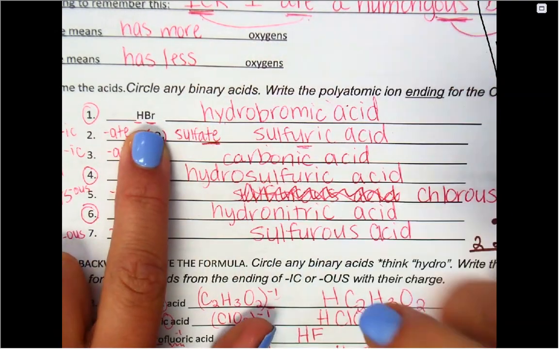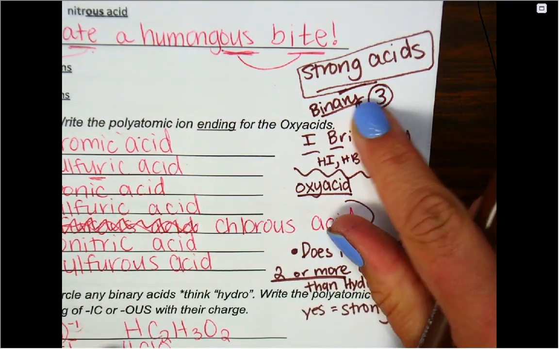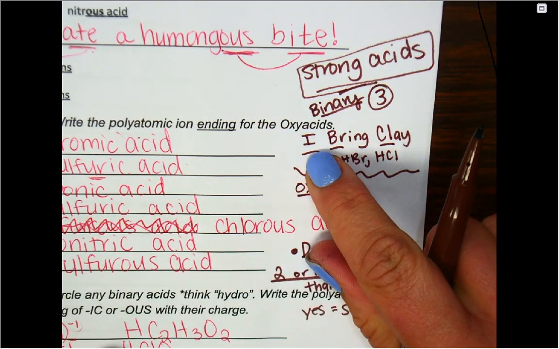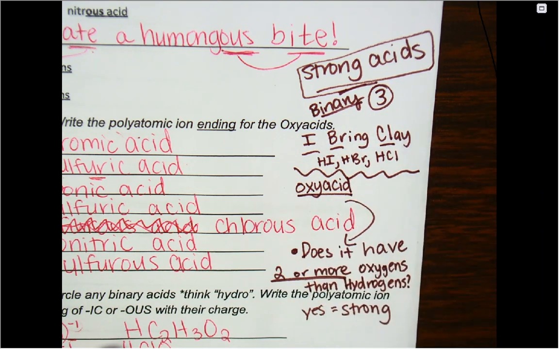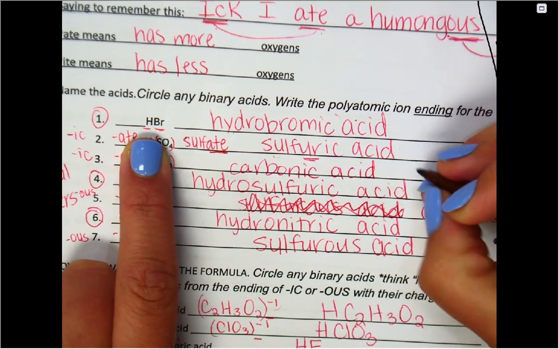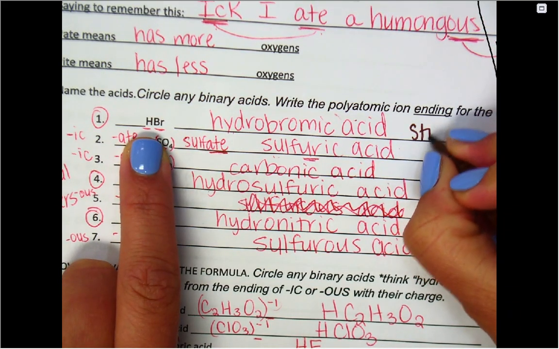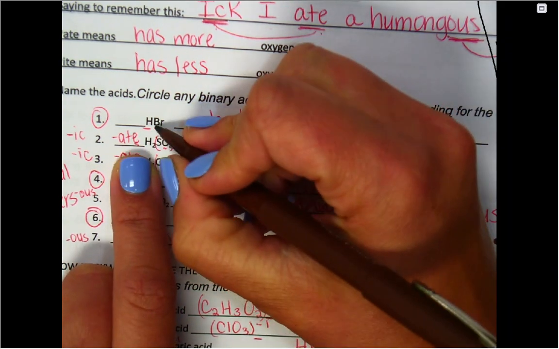Number one was binary. So we're trying to decide, is this one strong or weak? Looking over here at binary, you have to think, is this one part of I bring clay? HBr. Yes, so that means it's strong, because of the Br.